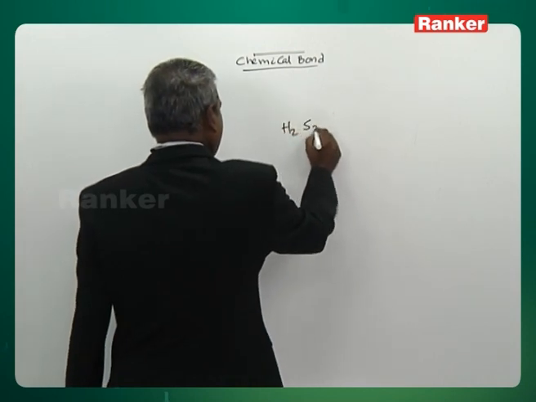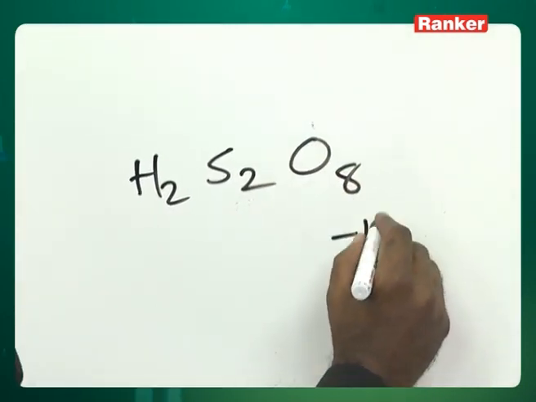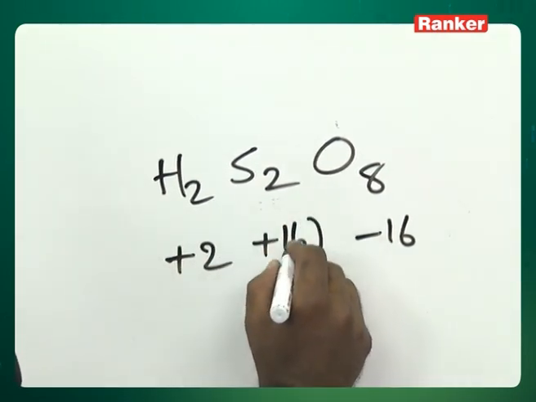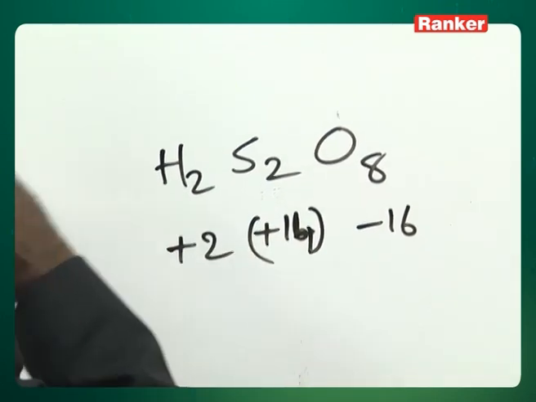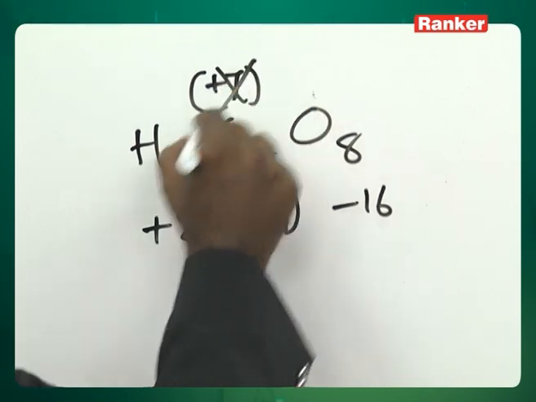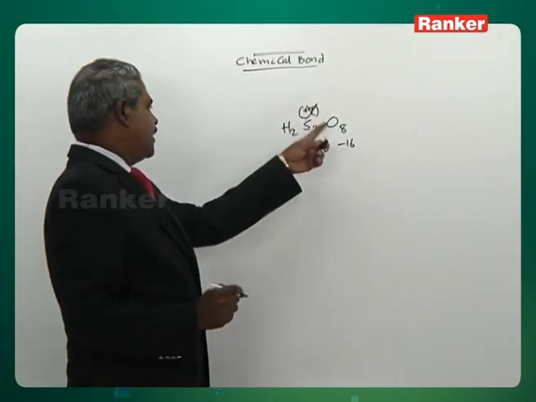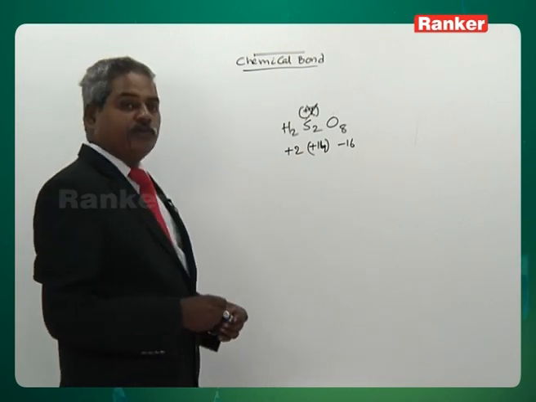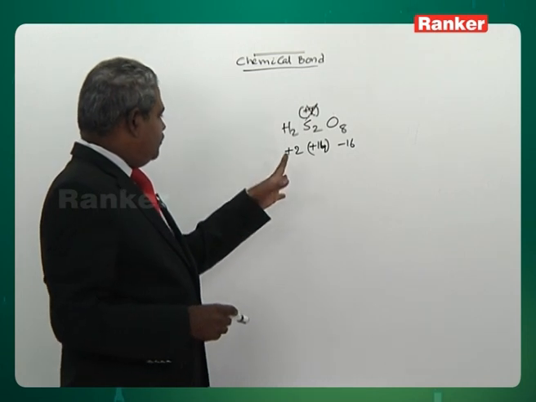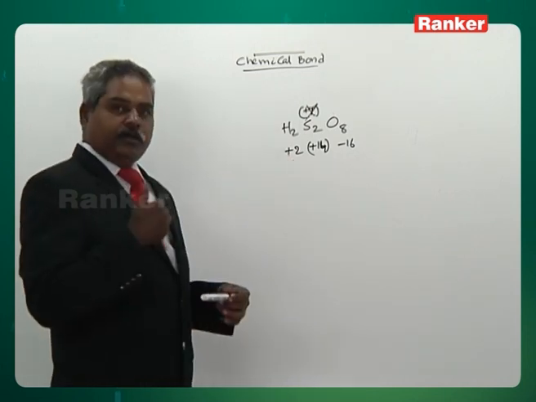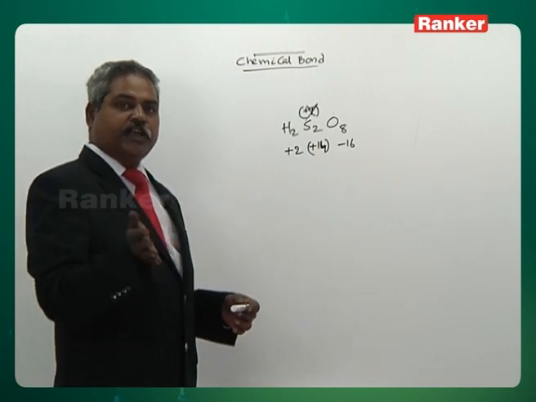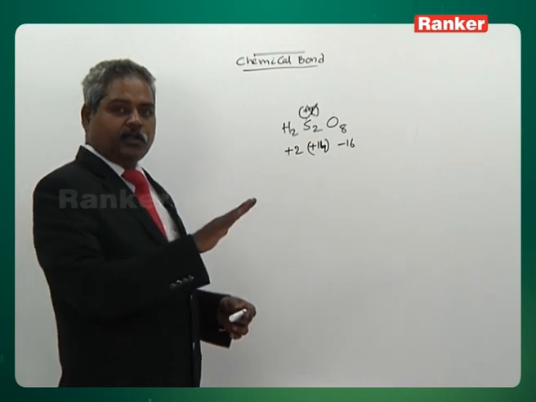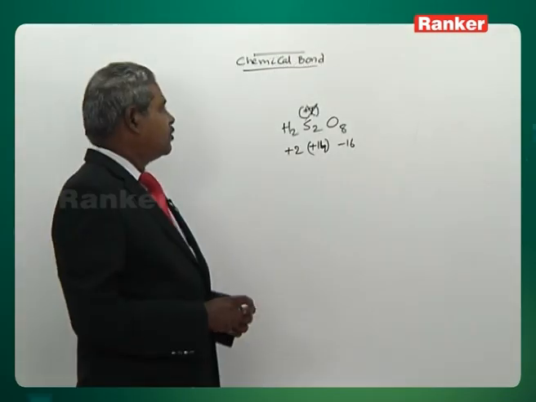H2S2O8, do you have a peroxy bond in it? 8 oxygens minus 16, 2 hydrogens plus 2, 2 sulfurs plus 14. Each sulfur is getting plus 7, so this is impossible. Therefore, this contains a peroxy bond. This molecule is called per-disulfuric acid. Like that, if you have a fixed oxidation state, that will decide. If you don't have a fixed oxidation state, you go and give -2 to oxygen, and if all others are happy, then it's okay. Okay, that's all about oxidation state.